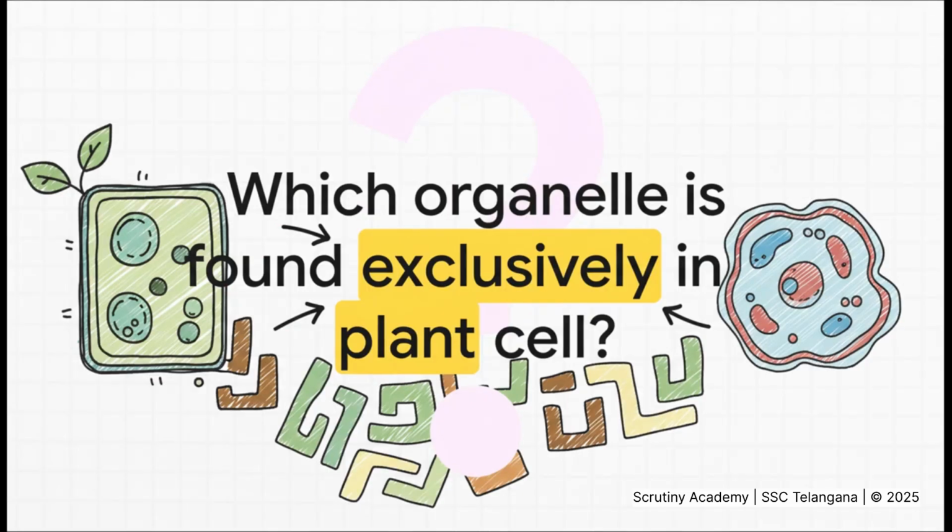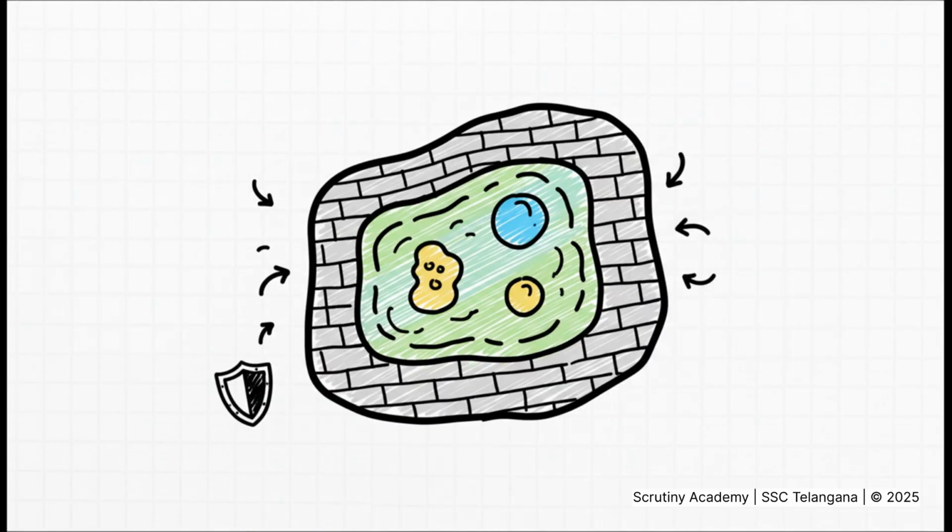So, with that in mind, thinking about those different shapes and structures, can you guess what it is? What's the one major part that you'll only find in a plant cell? The thing that gives it that distinct, sturdy shape? Yes! If you were thinking cell wall, you nailed it.